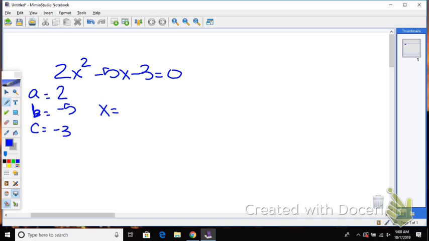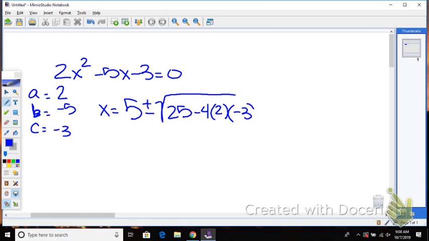What am I going to put for negative b? Positive 5, plus or minus the square root of 25, minus 4 times 2 times -3, all over 2 times 2, which is 4. Okay, how are we so far? All good? Filling in your A's, your B's, and your C's.